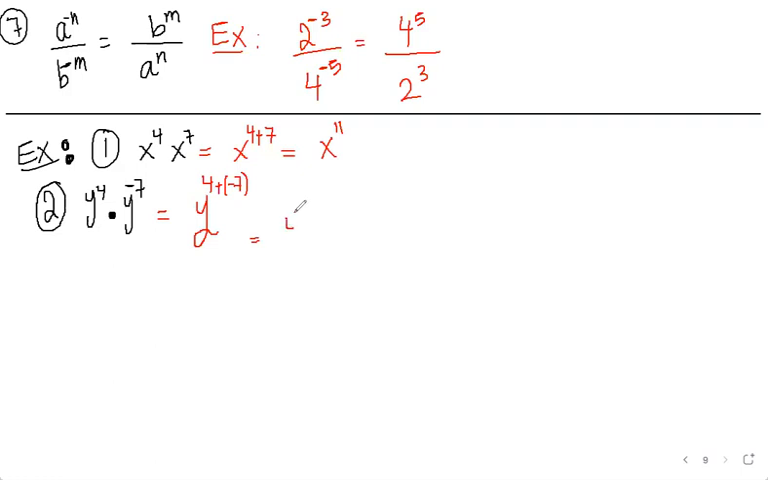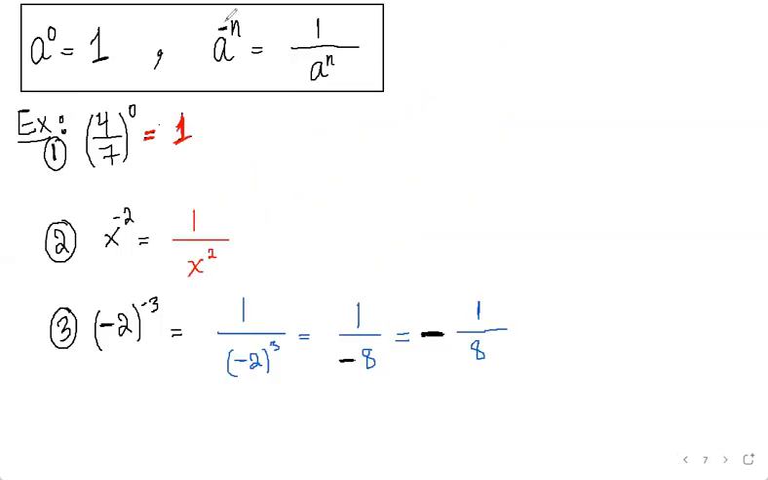So this is equal to y to the power of minus 7 plus 4, they give me minus 3. And what is that equal? 1 over y to the 3. Exactly, by using the negative exponent property. A to the negative exponent n is equal to 1 over a to the positive n.